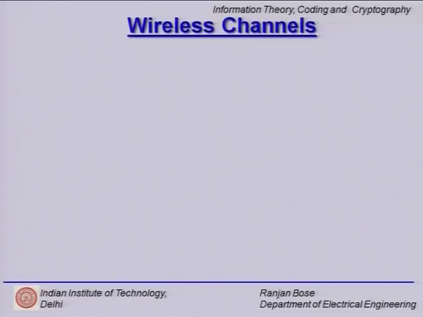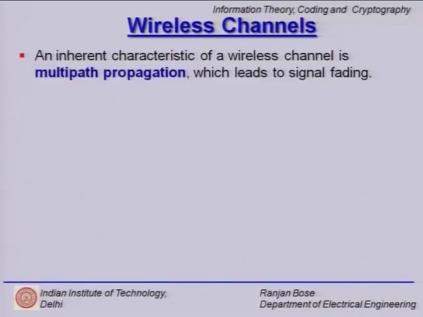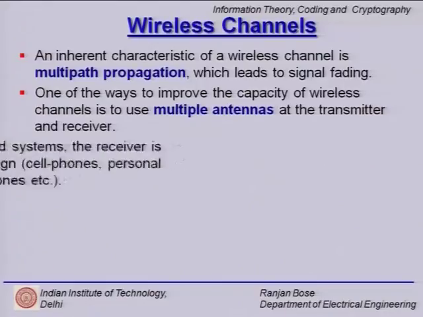We start with wireless channels, because this is where we will be using space-time codes frequently. So, the inherent characteristic of any wireless channel is multipath propagation. We have seen this before and this leads to signal fading. Now, one of the ways, actually an easy way to improve the capacity of wireless channel is to use multiple antennas at the transmitter and receivers. Okay. So, multiple antennas can provide several things, including the diversity gain that we talked about in the last class.